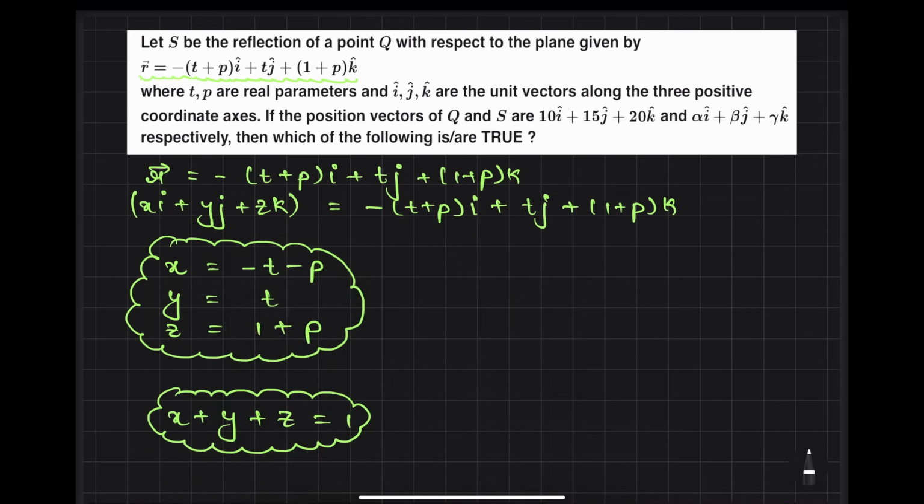Now we have S is the reflection of point Q. If the position vector of Q and S are this and this, respectively, then which of the following statements is true? So I feel that they will ask you to find out the combination of alpha, beta, and gamma. And you can answer this question after finding who is alpha, beta, and gamma. So first try to focus on that part.